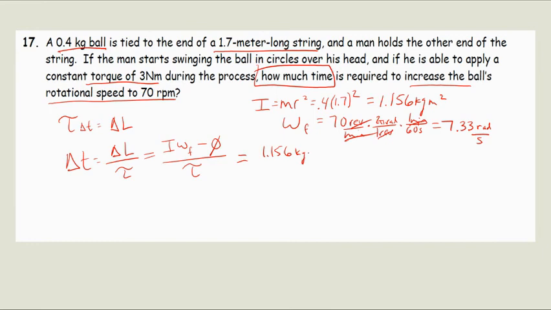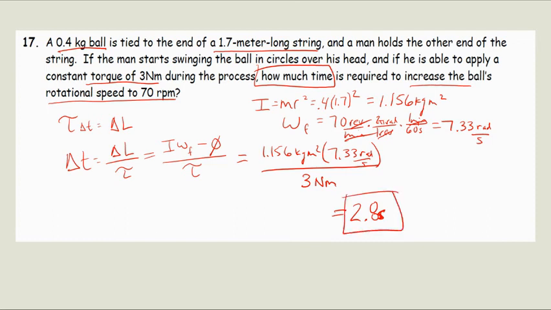So when I go ahead and plug that in here, I end up getting 1.156 kilograms meters squared times 7.33 radians per second, all divided by our torque, which is 3 newtons times meters. And that's going to give me a value of 2.8 seconds. You can even take a look at that and make sure that everything is canceling the way that it needs to, so that you end with 2.8 seconds.